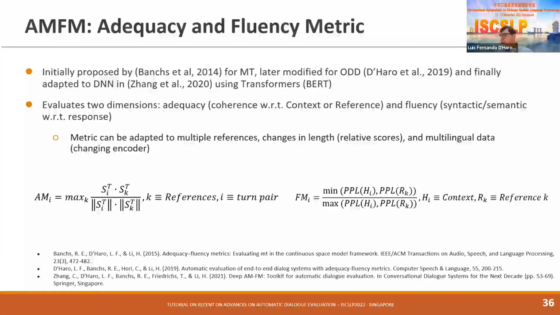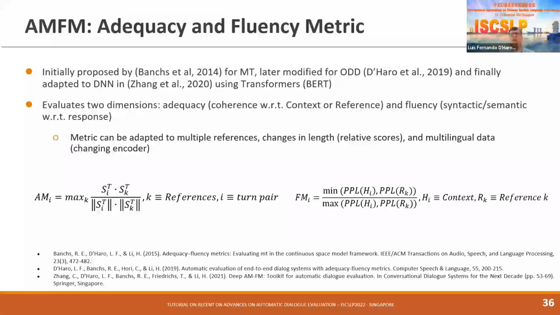And finally, we have the adequacy and fluency metric. This was initially proposed by Banchs and myself in 2014 for machine translation, but later we modified it for open-domain dialog systems. And finally, Chen also worked on this metric. He improved it through the integration of transformers, replacing the previous approach with contextual embeddings using BERT as well. So what is the main core of this AM-FM metric? We are basically evaluating two dimensions.